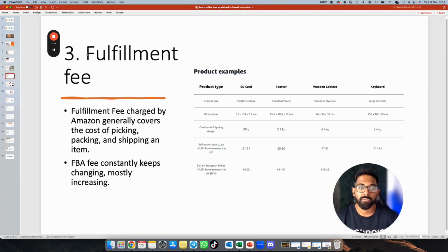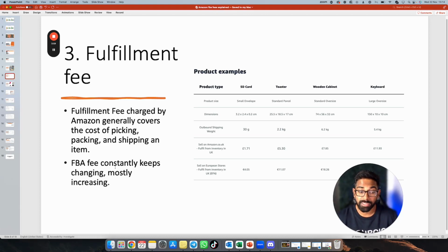Third fee is the fulfillment fee. Now, the fulfillment fee is one of the 2 major fees that are charged on every single sale. One is the fulfillment fee and the second one is the referral fee. We'll come to referral in a bit, but the fulfillment fee is basically the fee charged by Amazon that generally covers the cost of them picking, packing and shipping the item. So this is the cost they charge because in their warehouse, they go ahead and pick the order, pack it and then send it to your customer. That's why they charge the fulfillment fee.